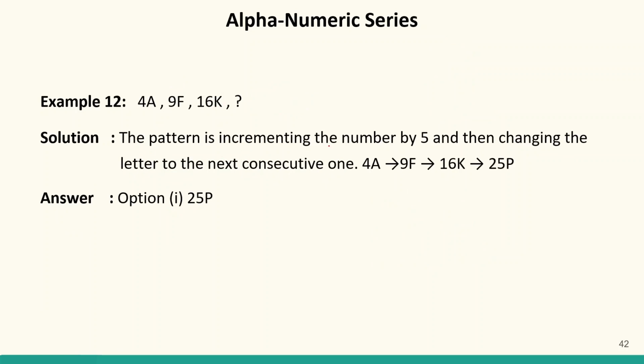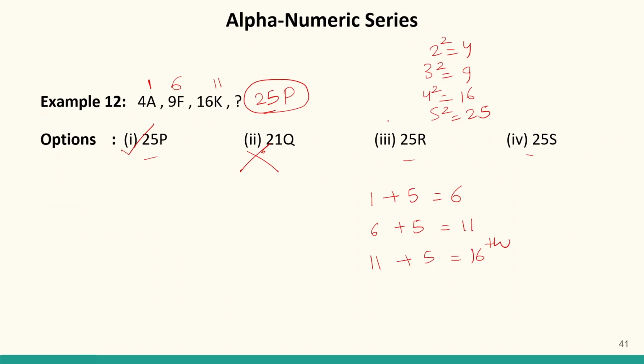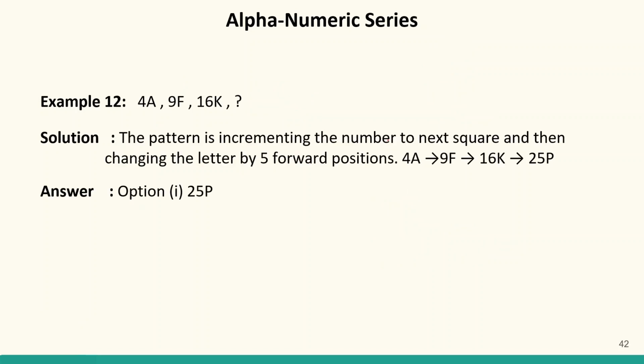So you can see the pattern, the numbers are increasing. Therefore, the answer to this question will be 25P. You can look at the solution over here: the numbers are being changed into the next squares, 4, 9, 16, 25 and so on. And the letters are increasing by 5 forward positions.